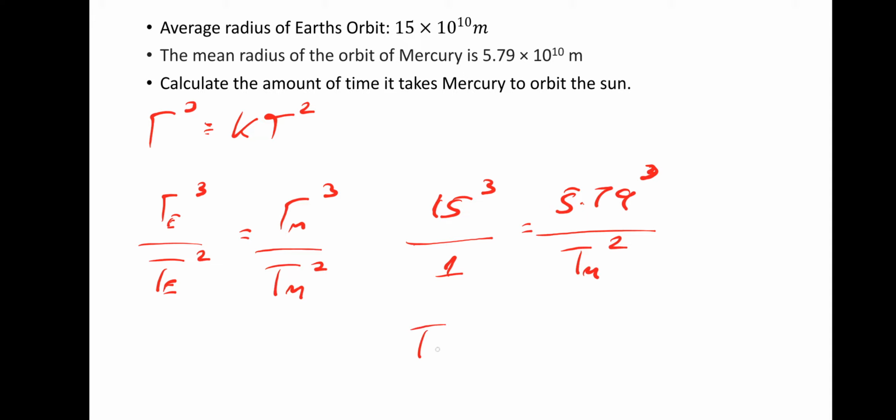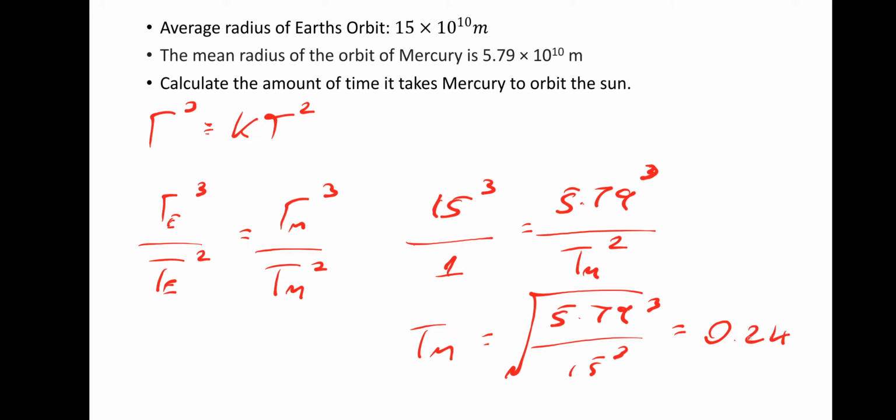So once again, the time period for Mercury is equal to the square root of 5.79 cubed divided by 15 cubed. And that gives us 0.24 years. If you want to check any of these answers on Google, they are correct. Kepler's law is still accurate today. So let's move on, let's do another one.